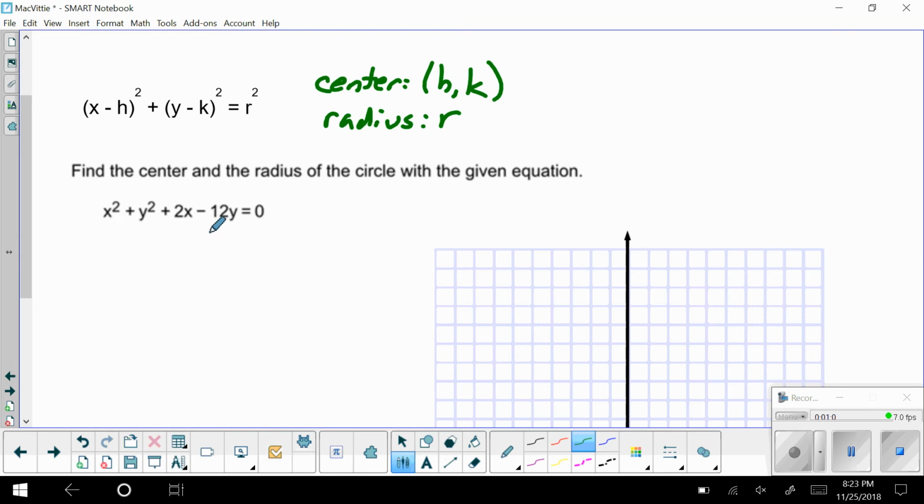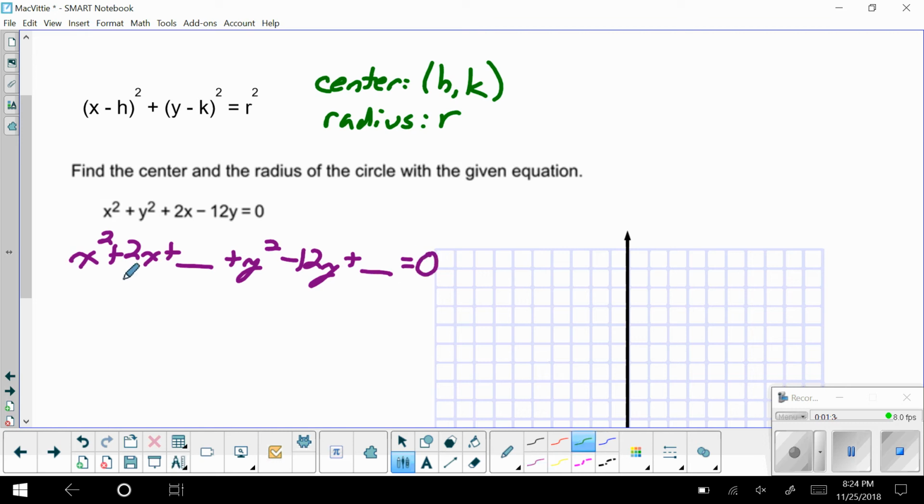And the way I can tell just by looking at the equation that this is a circle is I have x squared and y squared. I'm adding them, and they have the same coefficients of 1. So to complete the square for this, I want x and y all on one side, but I'm going to group it so the x's are together. So x squared plus 2x. And then I'm going to leave some space. And then I'm going to have my y squared minus 12y. Leave some space, and equal to 0.